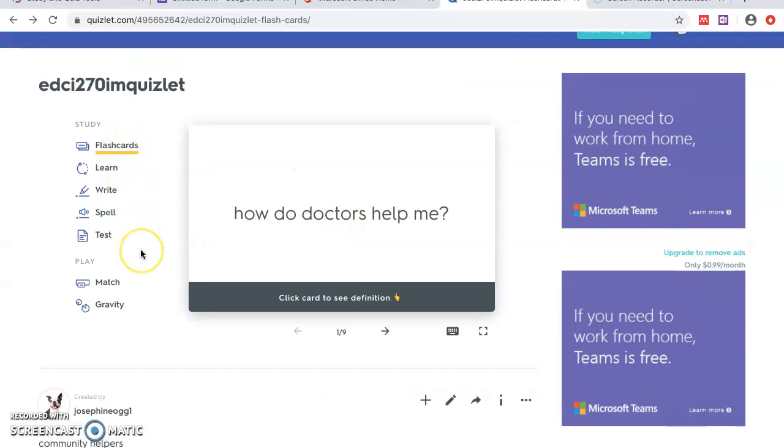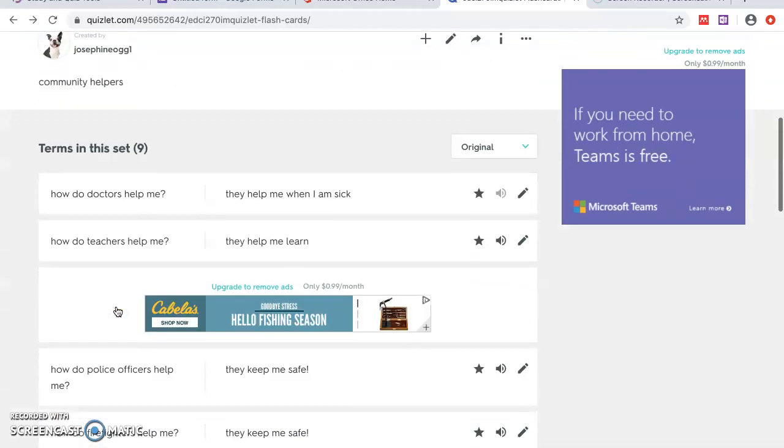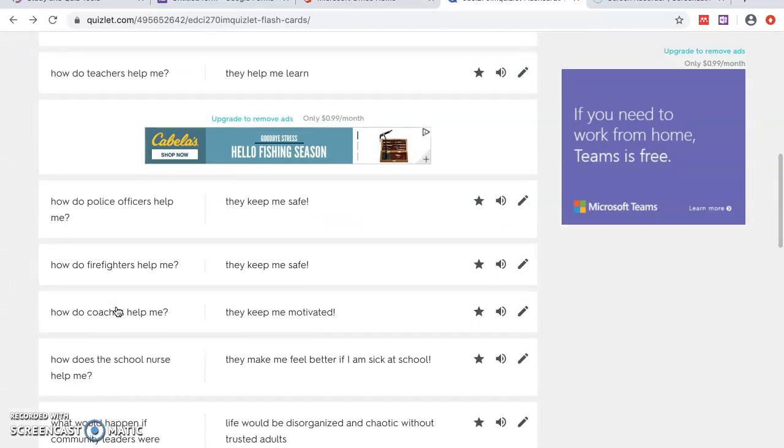And if some students do know how to type or read, of course, they can play the matching and the gravity games, which I found super simple and just fun for kindergartners, and they can easily understand it.